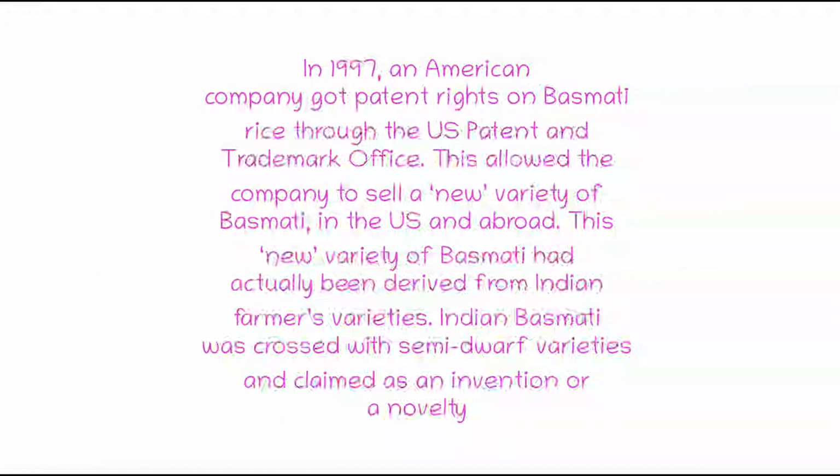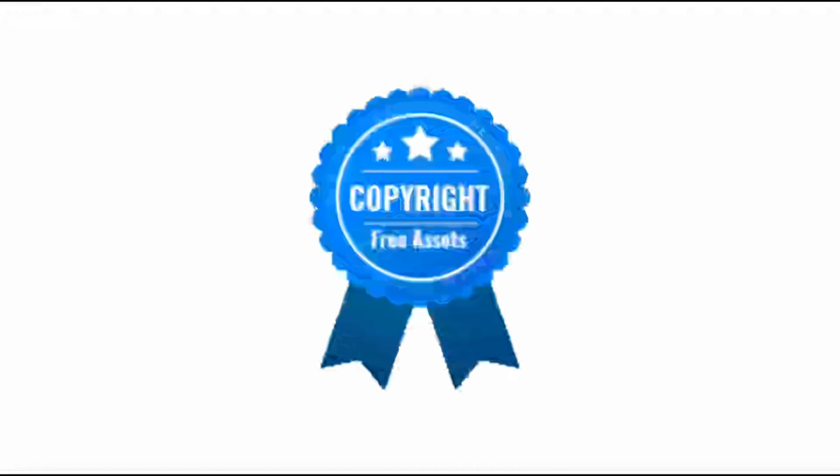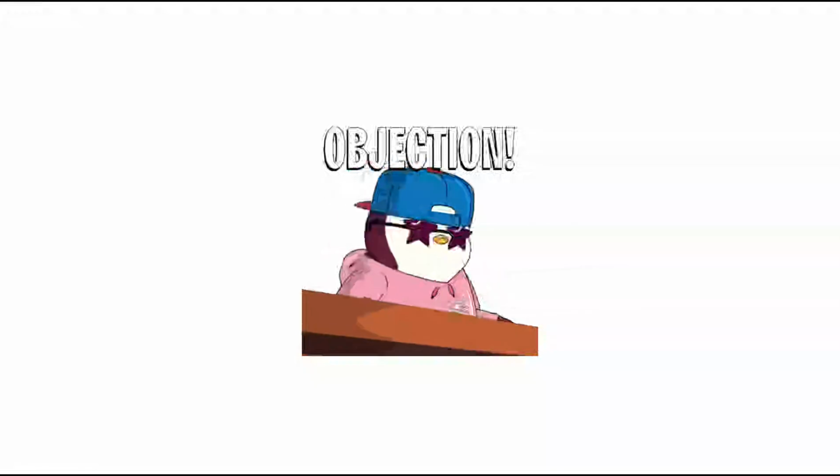In 1997, an American company got a patent right on basmati rice through the US Patent and Trademark Office. So this allowed the company to sell a new variety of basmati in the US and abroad, and this new variety of basmati has actually been derived from Indian farmer varieties. So Indian basmati was crossed with a semi-dwarf variety and claimed as an invention or a novelty. So the patent extended to functional equivalents, implying that other people selling basmati rice could be restricted by the patent. Several attempts have been made for patent use, production and processing based on Indian traditional herbal medicines.